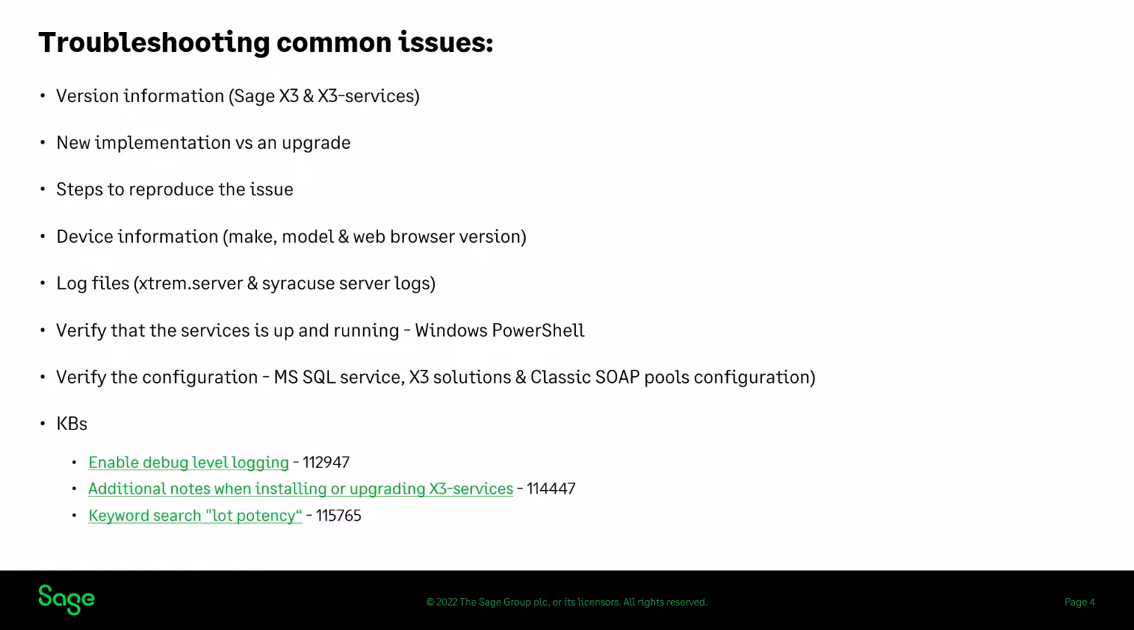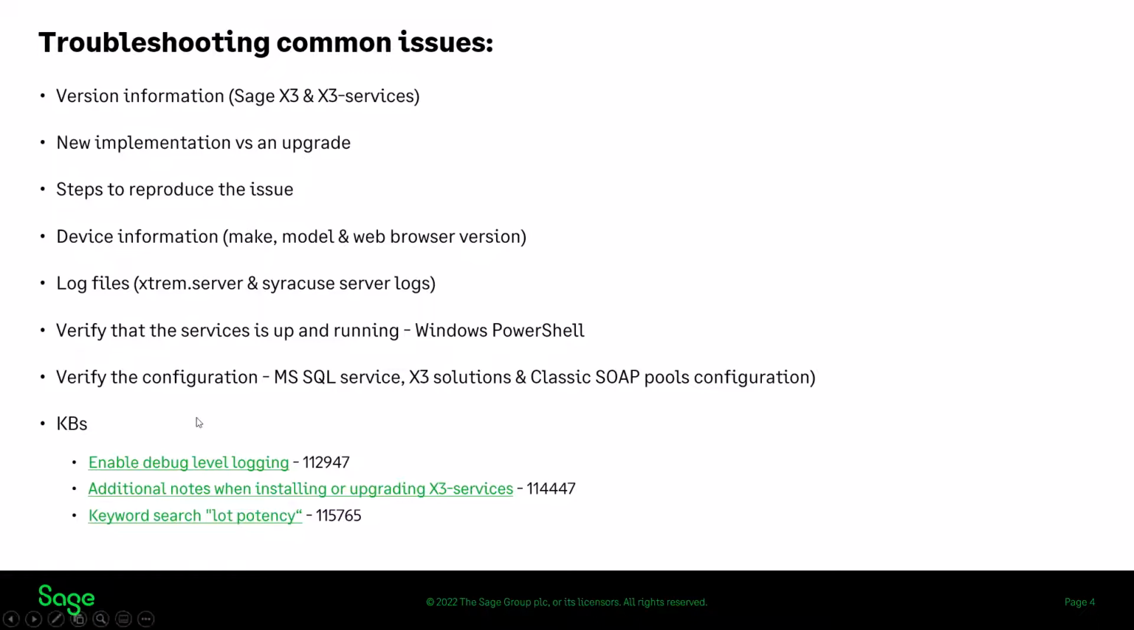Then you can send us screenshots of the setup of the MS SQL service, X3 solutions, and classic SOAP pools configuration, so that we can verify whether the settings are correct or not. And then you can run a Windows PowerShell command to see that the services are up and running.